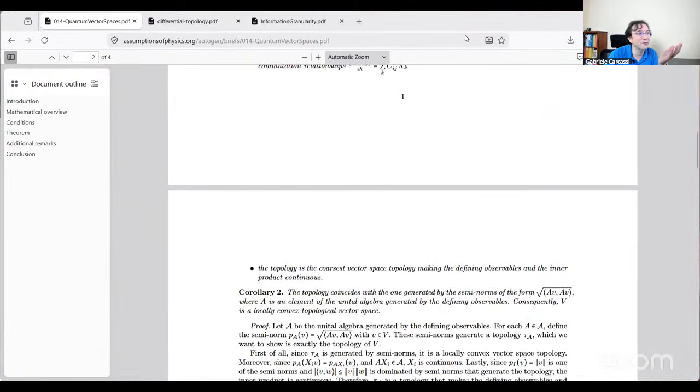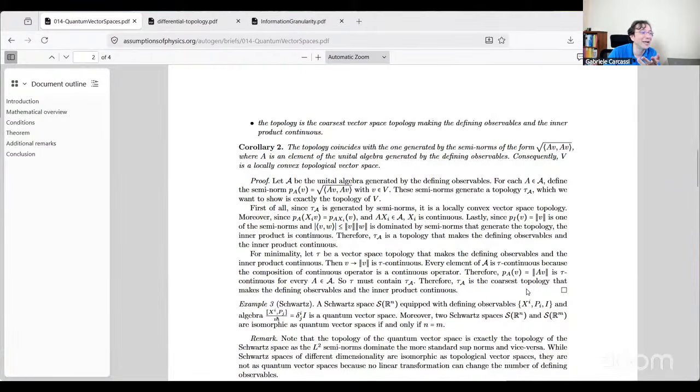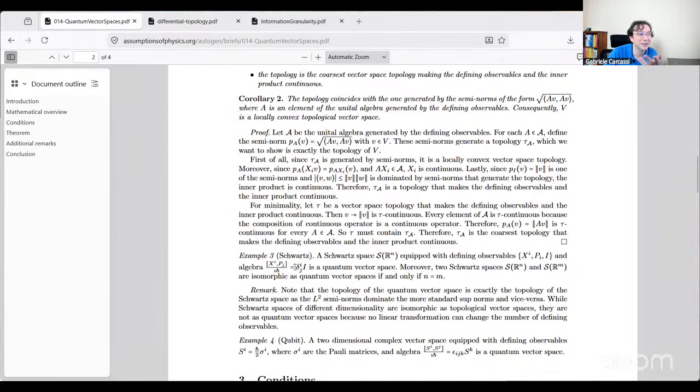What you can prove from this axiom is that the topology is the one generated by this type of semi-norms, where you're just taking the square root of the expectation of the elements in the unital algebra, which is going to be all the monomials of position and momentum. This gives you exactly the Schwartz topology if you say, oh, I have position and momentum, and they have the standard commutation relationship.